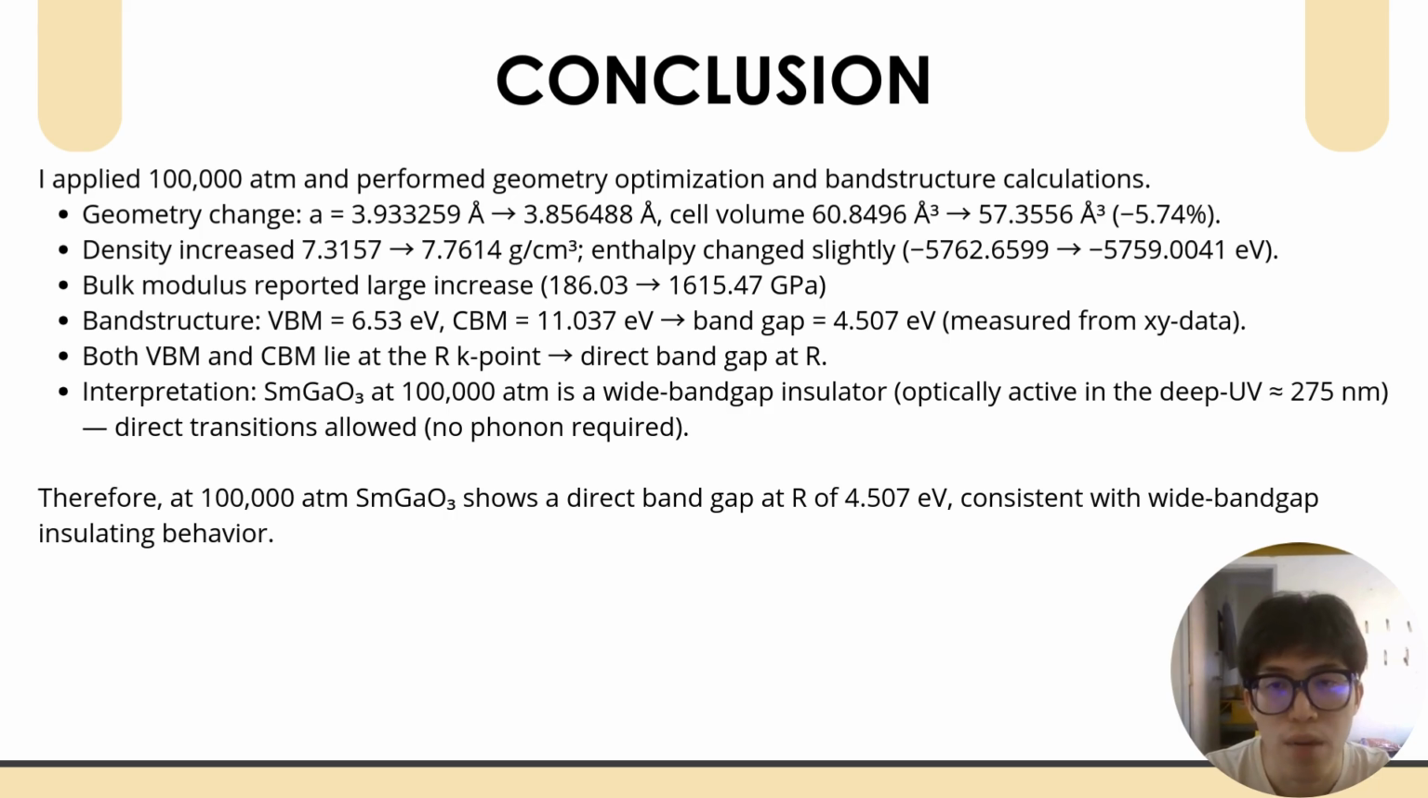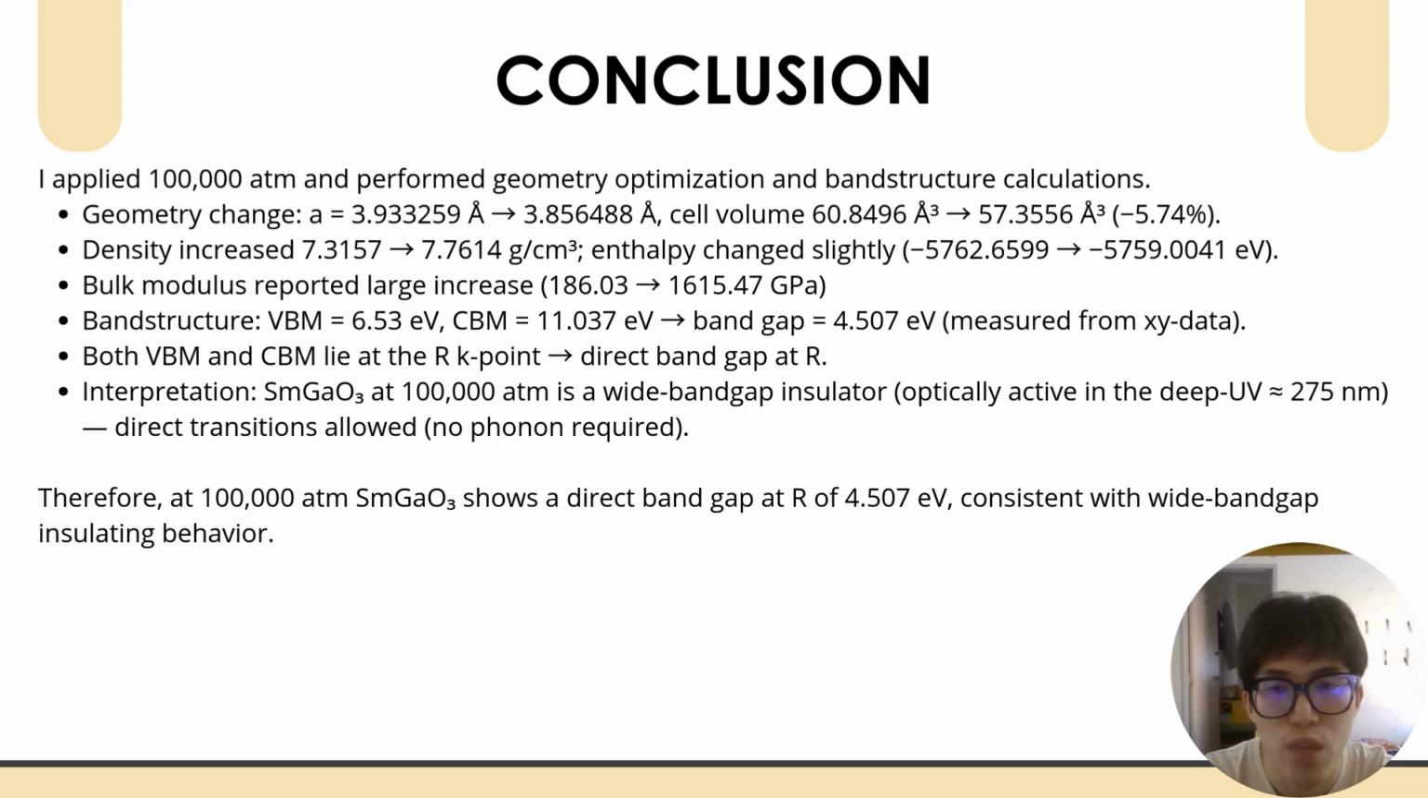In conclusion, I applied 100,000 ATM and performed geometry optimization and band structure calculations. The lattice parameter changed from 3.93 to 3.86. The cell volume changed from 60.85 to 57.36. The density increases from 7.32 to 7.76. The enthalpy changed slightly from negative 5,762 to negative 5,759. The bulk modulus reported a large increase, 186.03 to 1,615.47 gigapascal. Recommend verifying the fitting procedure.